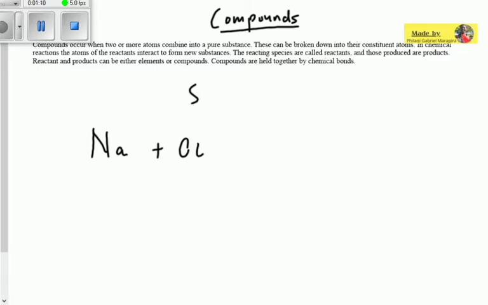So this is basically the structure of the compound formation reaction. So this is a reaction. You can see this is sodium plus chlorine giving you sodium chloride. So you can see this is the formation of a compound.